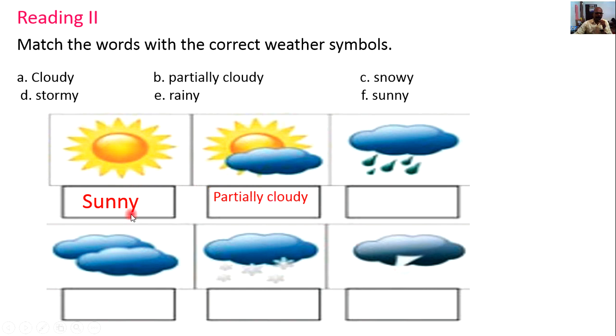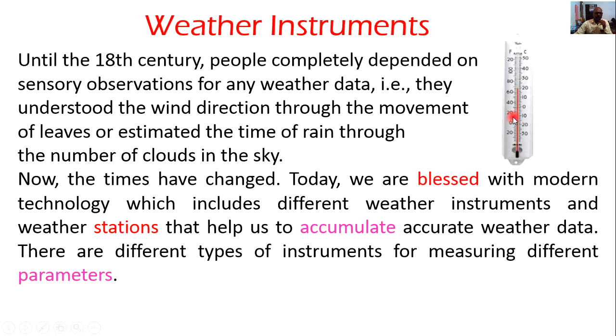Here, the first is the symbol of sunny, the second is partially cloudy, the third is rainy, and the fourth is the symbol of cloudy. Similarly, here is snowy, and the last one you can find is stormy. Now we have matched the symbols with the words, and after that comes weather instruments.